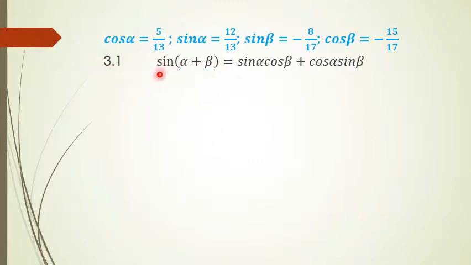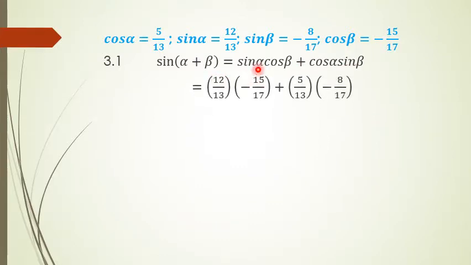3.1, we were required to calculate sine of alpha plus beta. We begin by quoting the compound angle formula. That sine of alpha plus beta equal to sine alpha cos beta plus cos alpha sine beta. And now making the substitutions. That's sine alpha 12 over 13, cos beta minus 15 over 17, plus cos alpha 5 over 13, sine beta minus 8 over 17. Then simplifying, we obtain our final answer as minus 220 over 221.